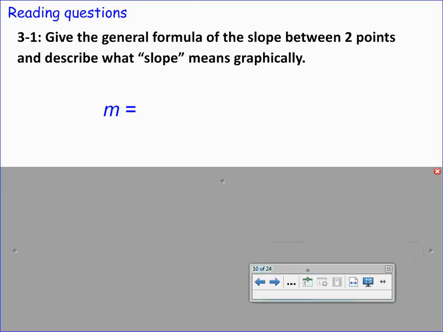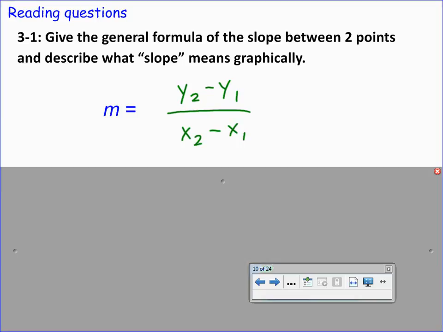Okay, so your first reading question was asking you to give the general formula for slope between 2 points and describe what slope means graphically. So our age-old formula back from Algebra 1, going way back, with y sub 1s and y sub 2s and x sub 1s and x sub 2s, we can write the slope between 2 points simply by doing the difference between the y coordinates, call that y sub 2 minus y sub 1, all over the difference between the x coordinates. Call that x sub 2 minus x sub 1.